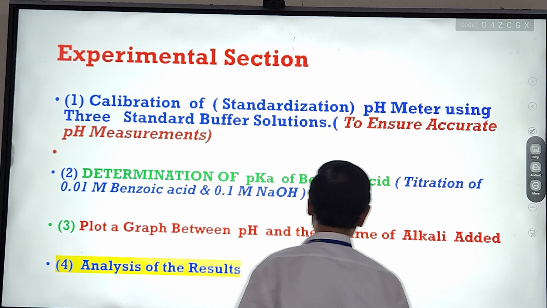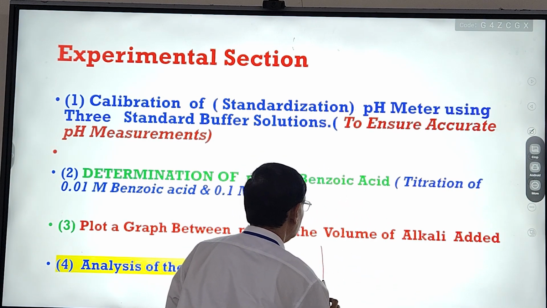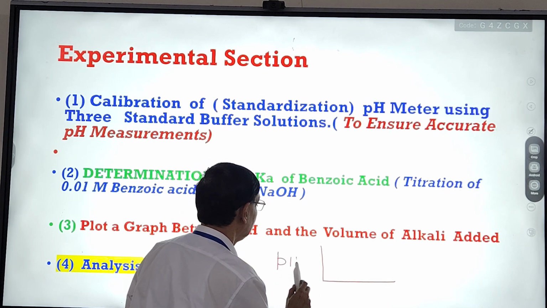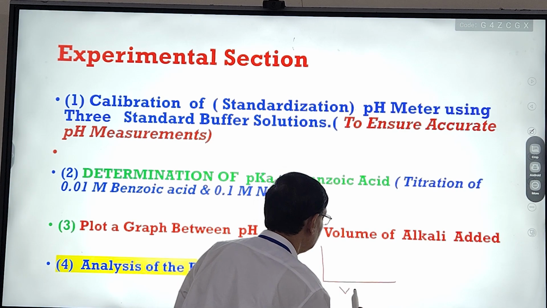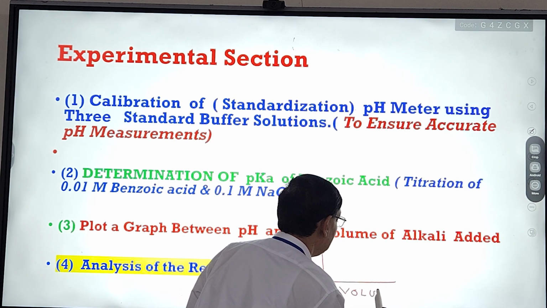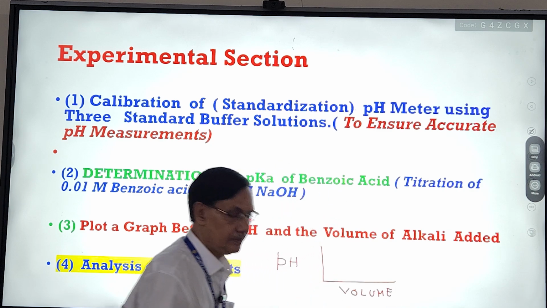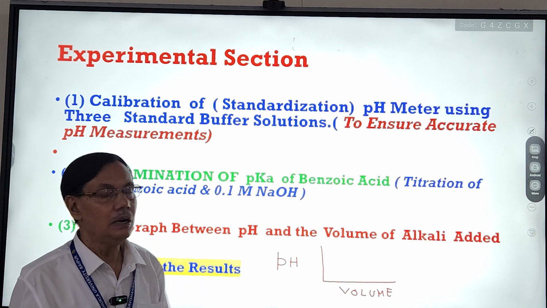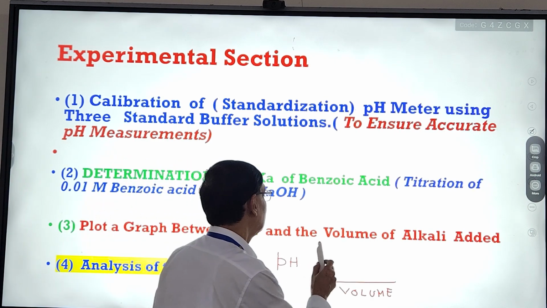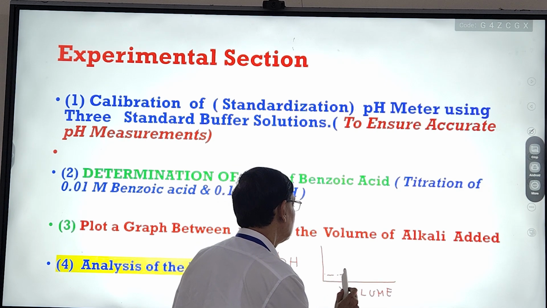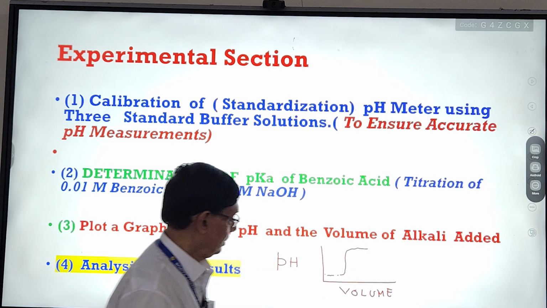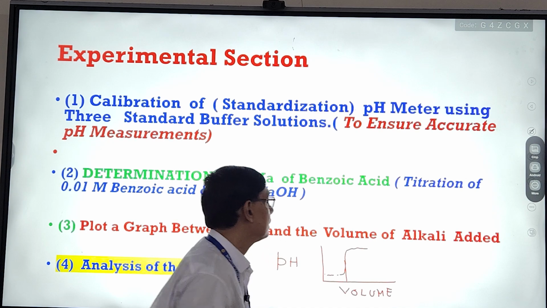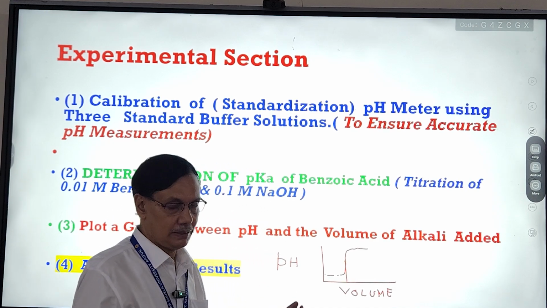You know that if I plot a graph between pH and volume of alkali added, generally, because you have also referred to many books and manuals, we get such a type of plot. And there is a neutralization point. I will explain. So that is a graphical method.